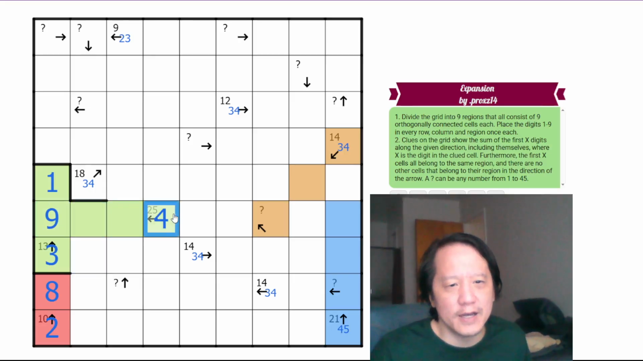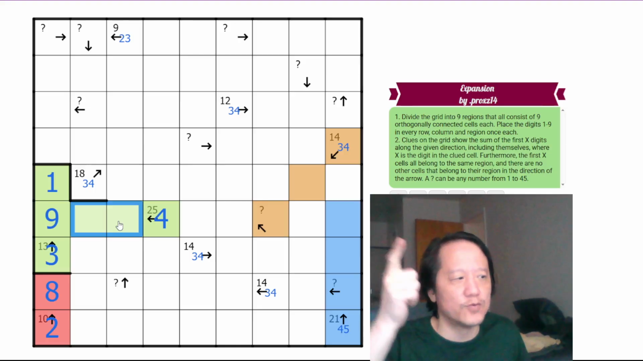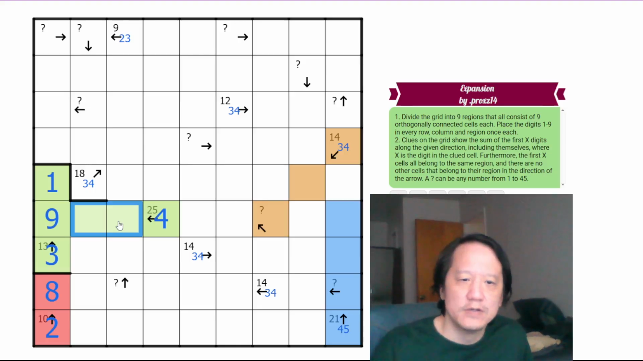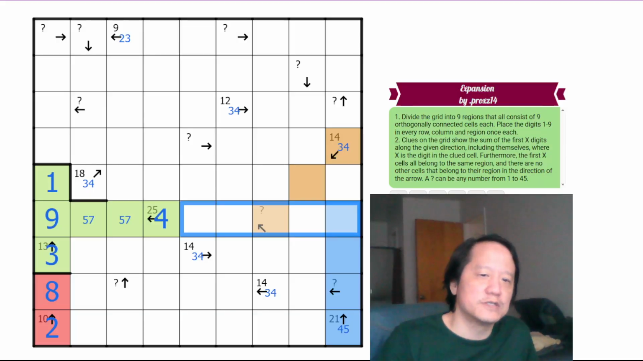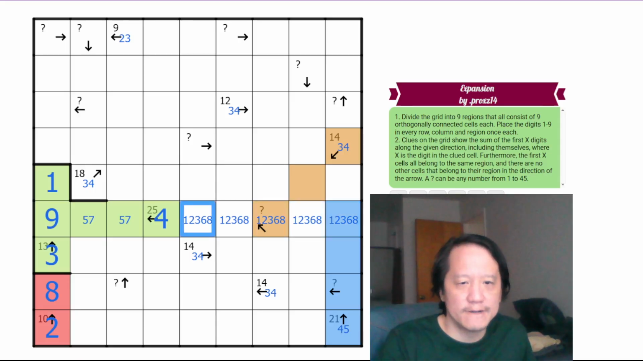4 and 9 add up to 13. 25 minus 13 is 12. So the remaining 2 digits here must add up to 12. We don't have 3, 9 available, no 4, 8 available, it's 5, 7. So this becomes 5, 7 as a pair. That means the remaining digits in row 6 are 1, 2, 3, 6, and 8. Okay.